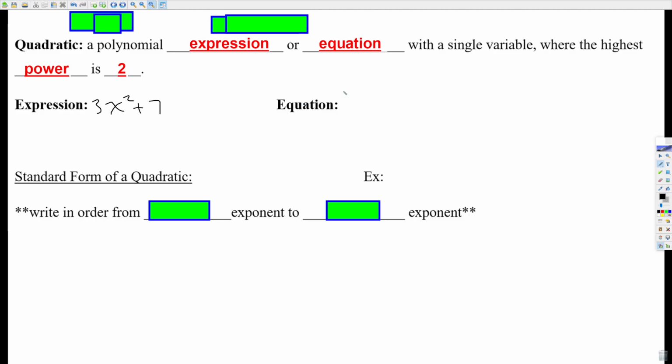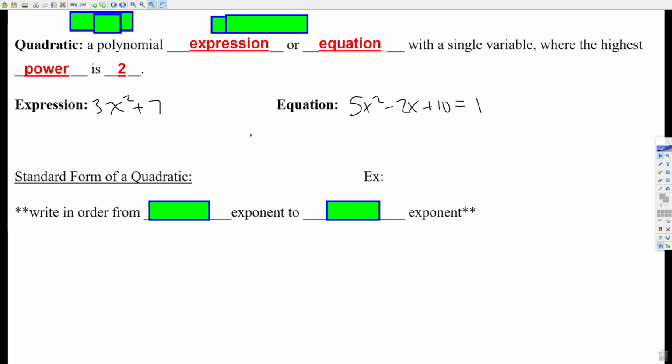If you want to make it into an equation, you could then say something like 5x squared minus, you can also have lower powers, like 2x plus 10 equals 1. That would be a quadratic equation.